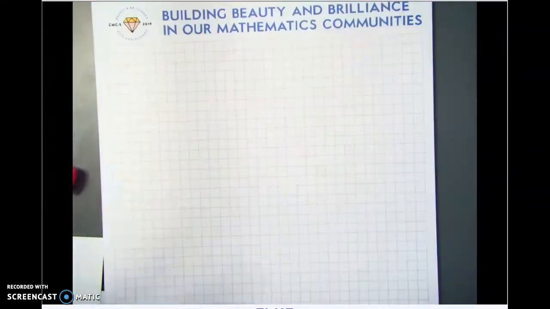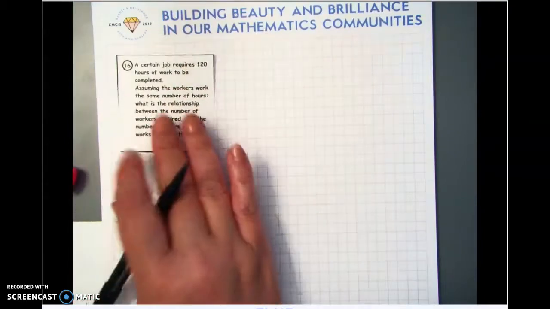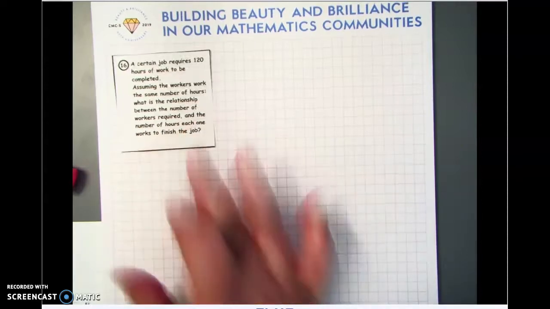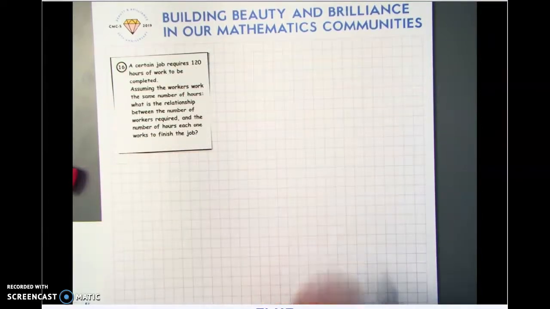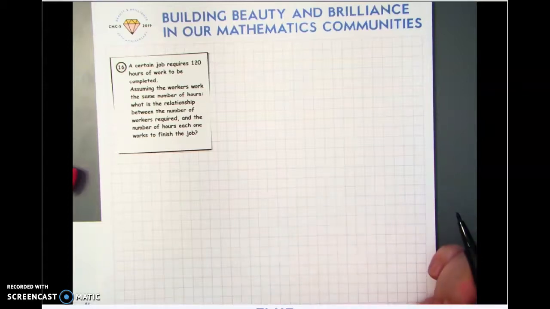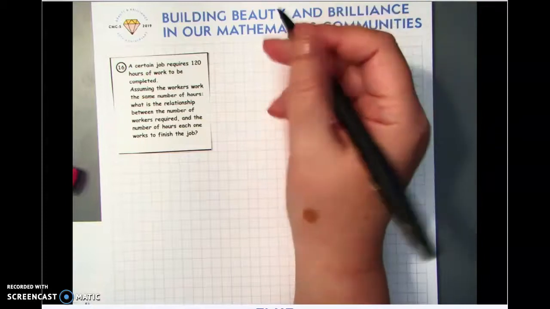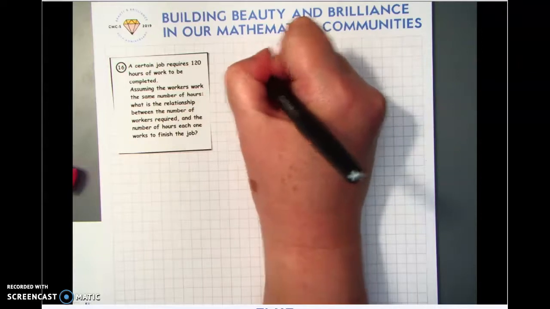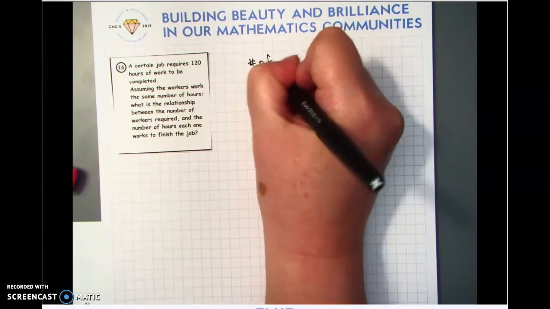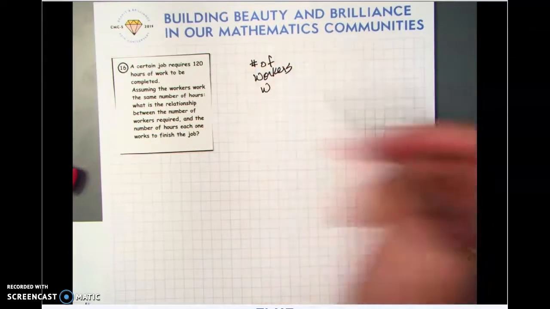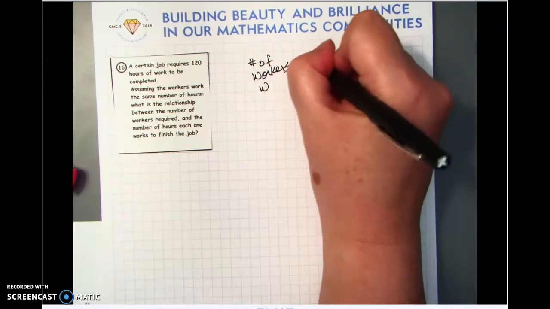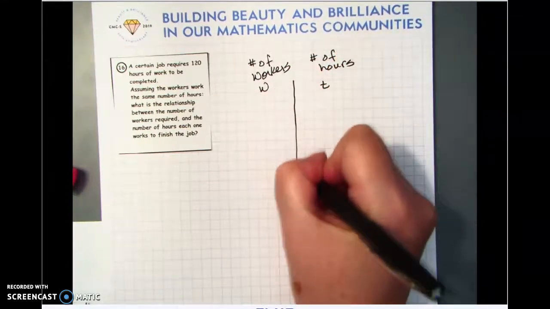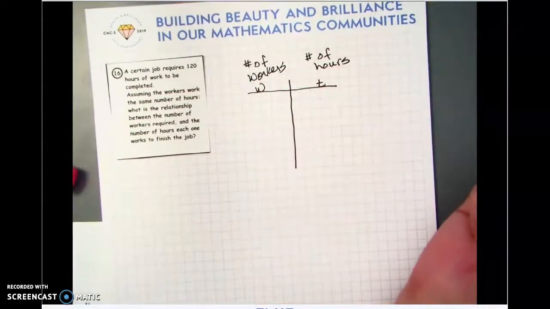All right, so the next one is going to be number 16, and it says a certain job requires 120 hours of work to be completed. And it says, assuming the workers work the same number of hours, what is the relationship between the number of workers required and the number of hours each one works to finish the job? So we're going to have number of workers. So we'll call that W maybe. And then we have the number of hours each one does the job, and so that would be like time. And I believe it said everybody works the same amount of hours.